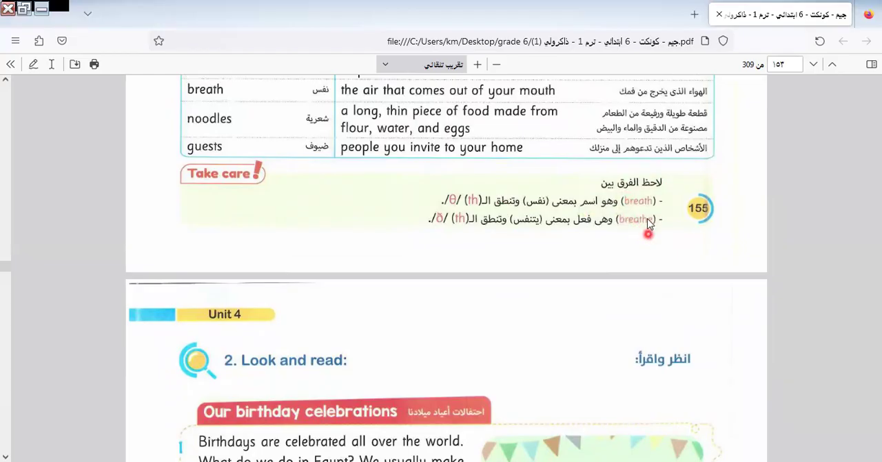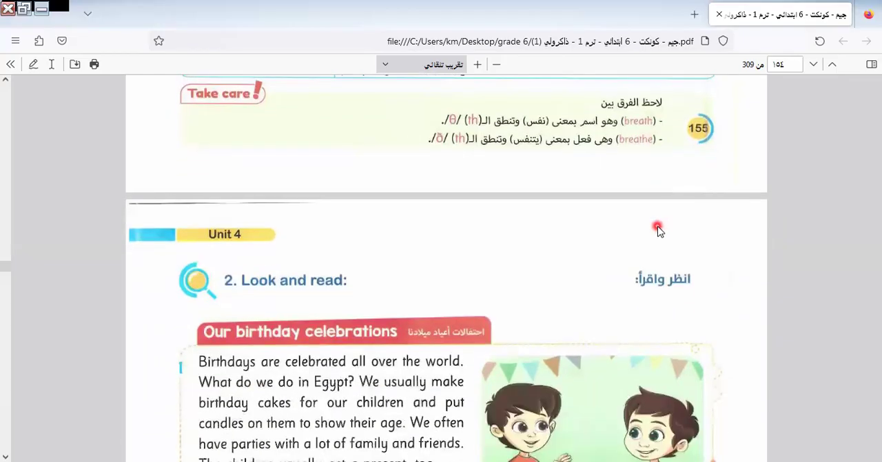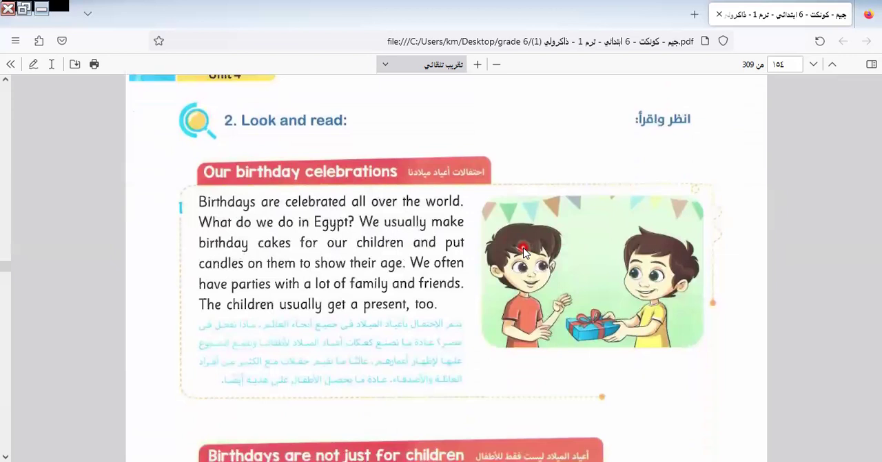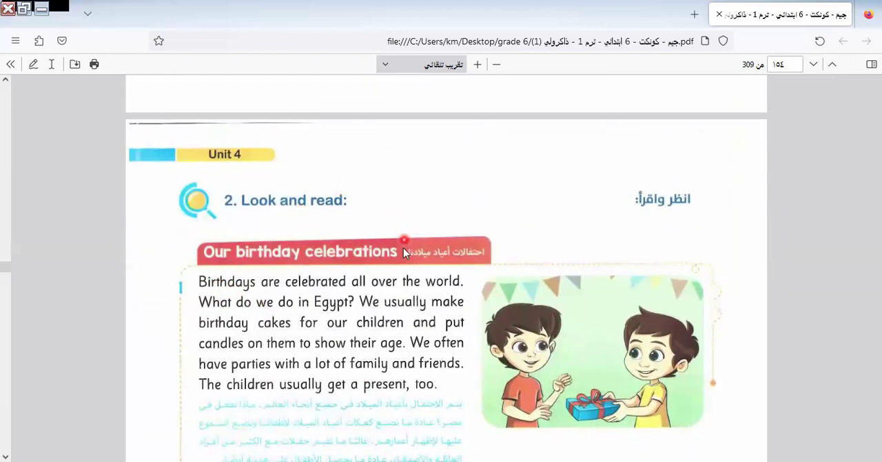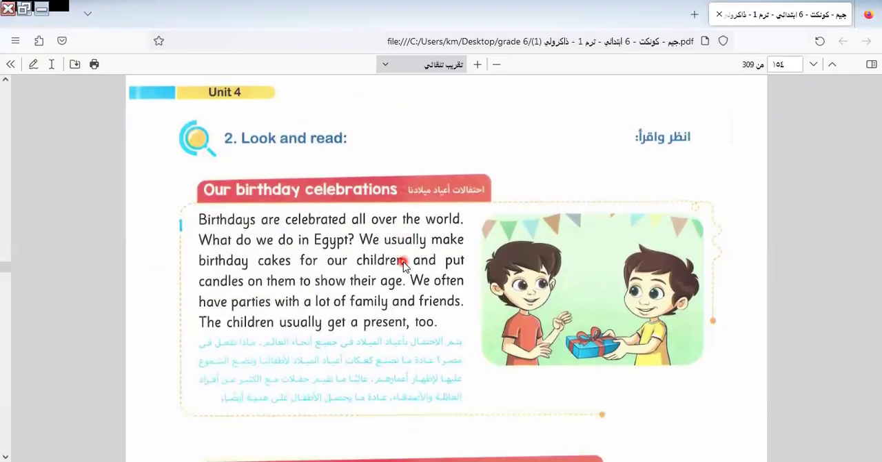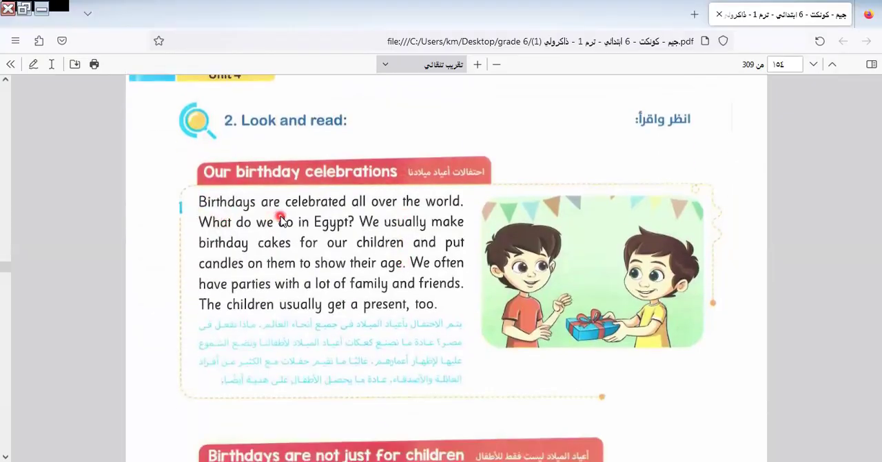Here we have a pronunciation about breathe and please. Here is one, and here is the other. This is the different pronunciation of two words. Let's read the text and answer the questions below. The story is about birthday celebrations. Birthdays are celebrated all over the world.